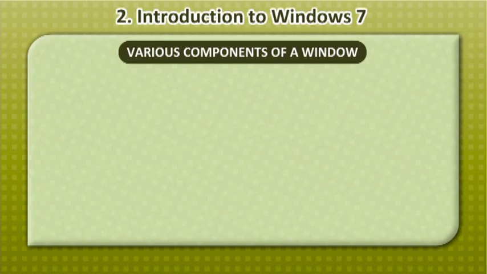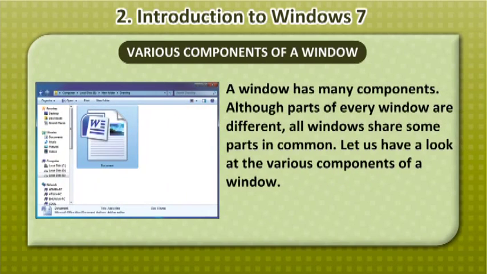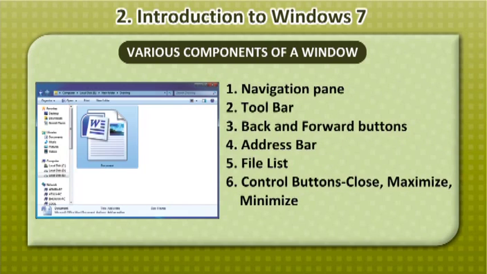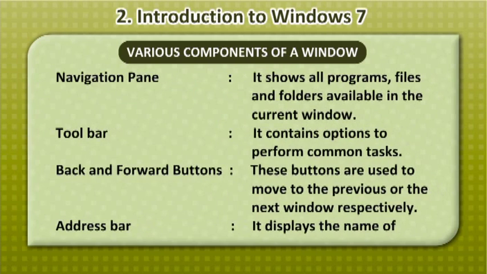Various components of a window. A window has many components. Although parts of every window are different, all windows share some parts in common. Let us have a look at the various components of a window. 1. Navigation pane. 2. Toolbar. 3. Back and forward buttons. 4. Address bar. 5. File list. 6. Control buttons. Close, maximize, minimize.